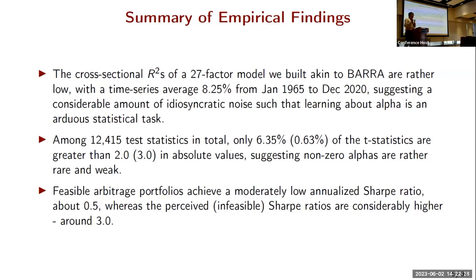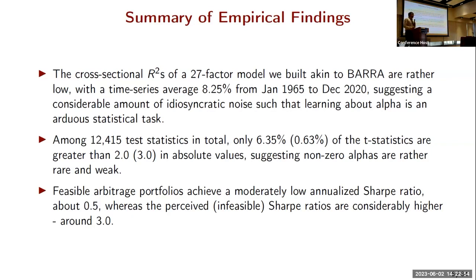For this factor model, we regress next month's return cross-sectionally onto this month's characteristics, and that cross-sectional R-square on average over time is about 8%. It turns out that means there's a huge amount of idiosyncratic risk that cannot be explained by beta exposure, which means that alphas are very hard to learn.